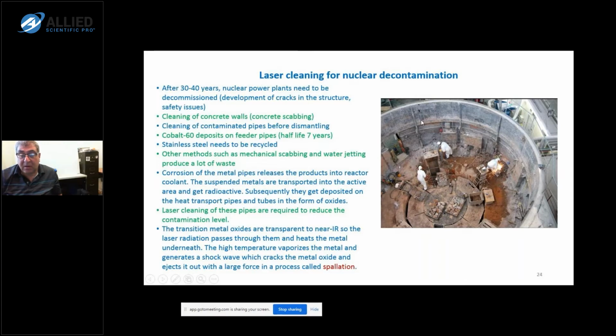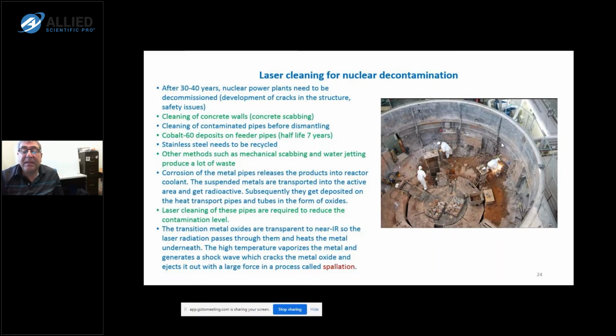Because they are radioactive, the walls are radioactive, and you also need to recycle the metal tools inside that have been radioactive, and pipes as well. Then you need to clean them. And a very good way of doing that would be to use laser cleaning.